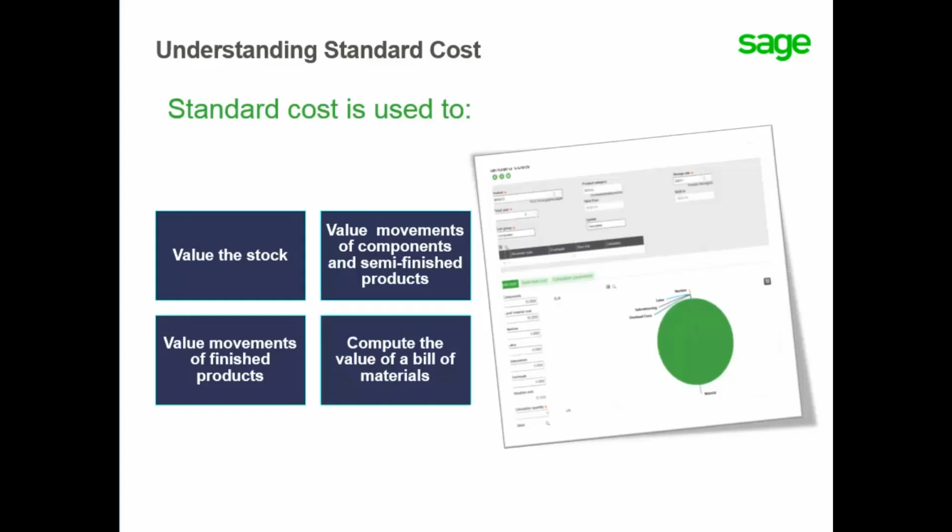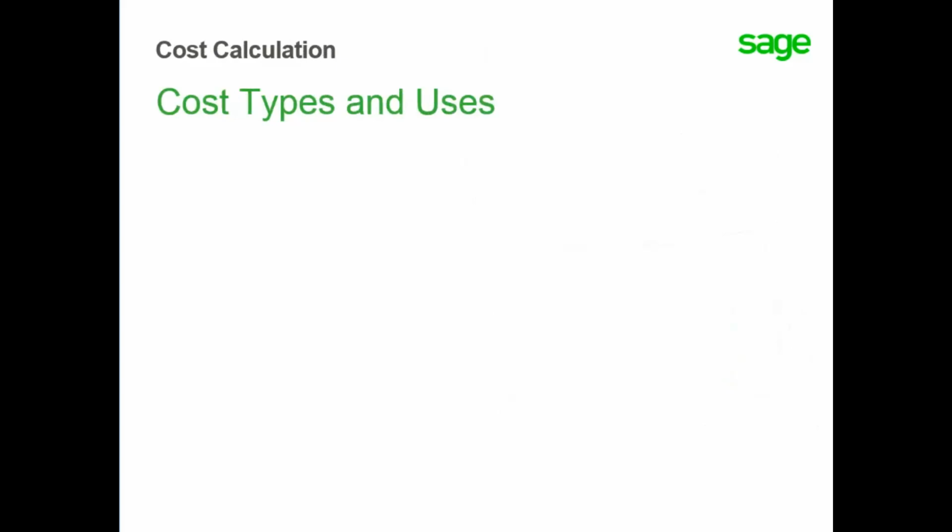Starting at the bottom level and working your way up to the top, you can accumulate the standard cost for each material and its quantity to be used in a finished product. Standard costs come in a variety of types, and each type has a different use.